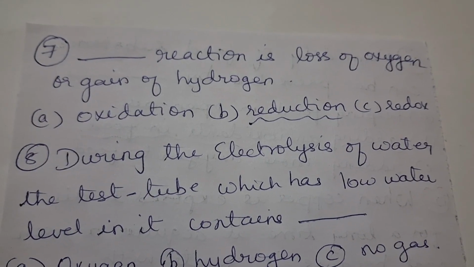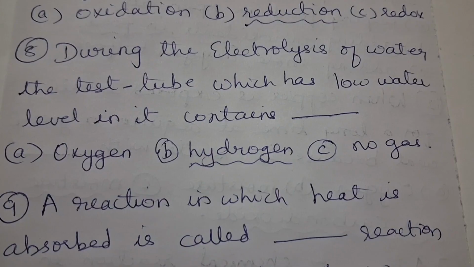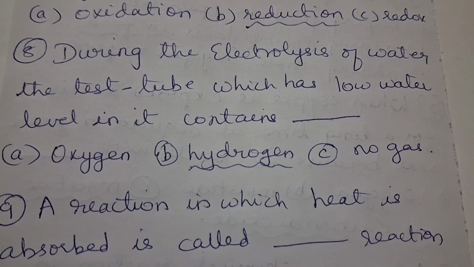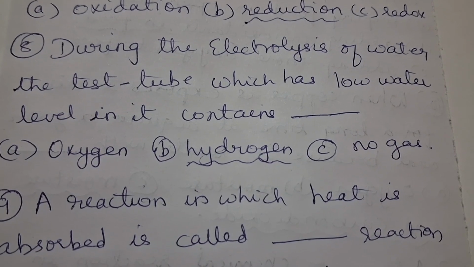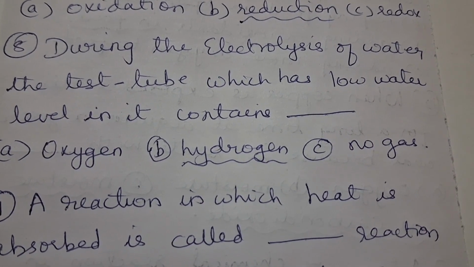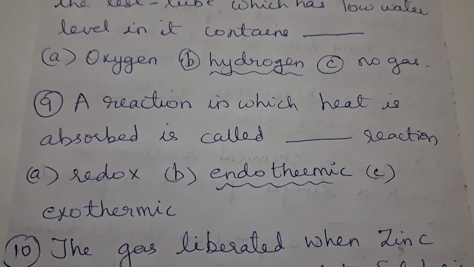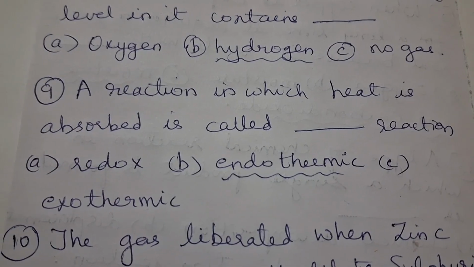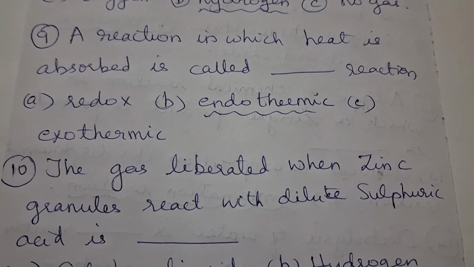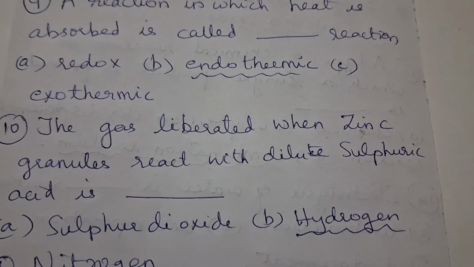It is a reduction reaction. During the electrolysis of water, the test tube which has a low water level in it contains dash. Low water level means more gas is filled up above. So what gas should it be? Hydrogen. The options are oxygen, hydrogen and no gas. So hydrogen is the answer. The reaction in which heat is absorbed is called redox, endothermic or exothermic. It is endothermic. The gas liberated when zinc granules react with dilute sulfuric acid: sulfur dioxide, hydrogen and nitrogen. So the answer is hydrogen.